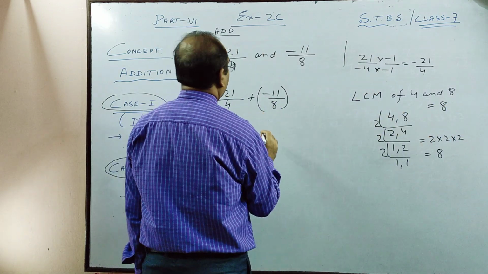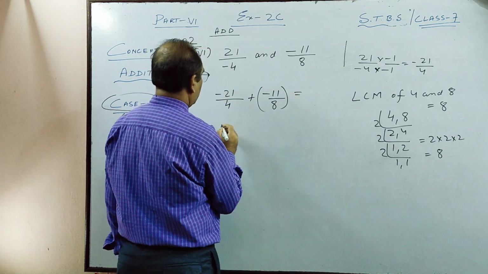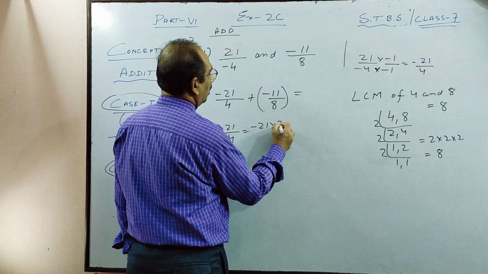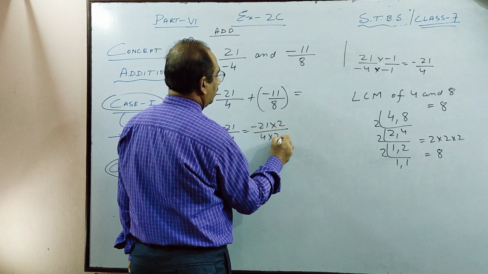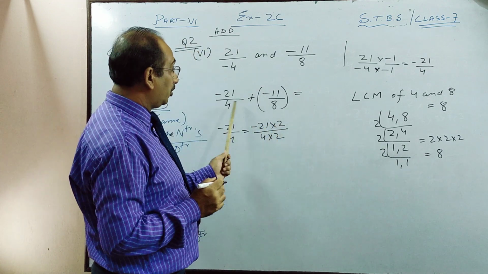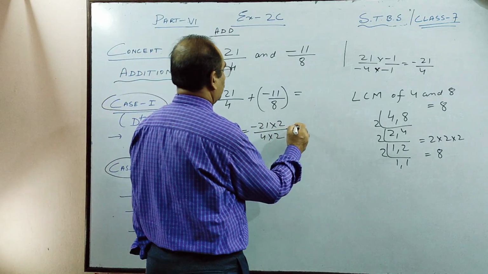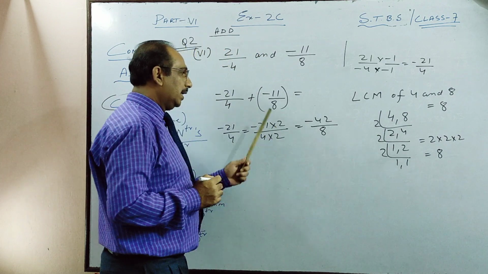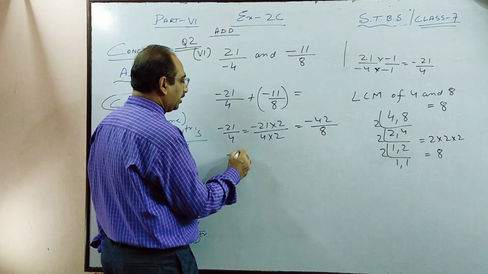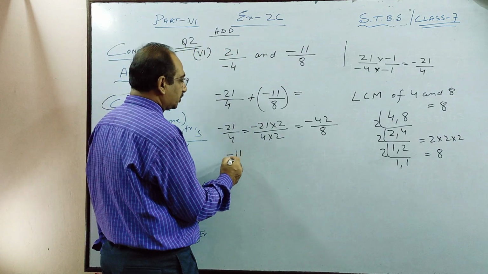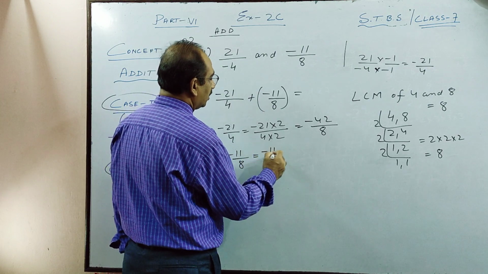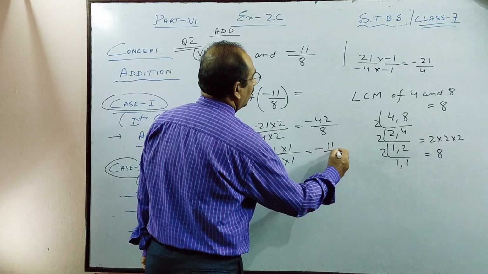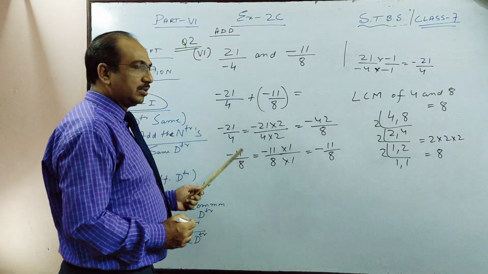So we convert here minus 21 by 4. We multiply the numerator and denominator because we have to make the denominator the same. So this becomes minus 42 by 8. And this is already 8. So you may write it if you want. This step is optional because I am just showing you, you multiply and divide by 1. 8 remains 8. Remember, children.